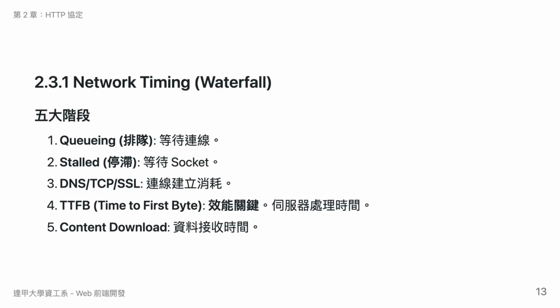Within the network panel, you can see the timing waterfall. This is divided into 5 stages. Queuing is when the request is waiting for a connection. Stalled is when it is waiting for a socket. The DNS, TCP, and SSL stages represent the connection overhead. TTFB, or time to first byte, is the most critical performance metric, representing the server processing time. Finally, content download is the time taken to receive the data.